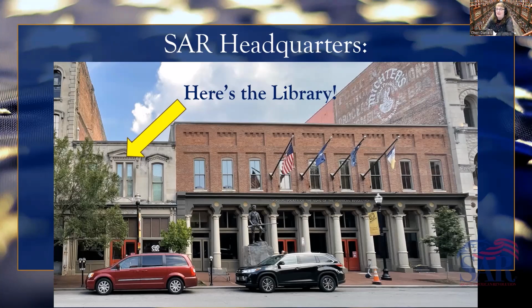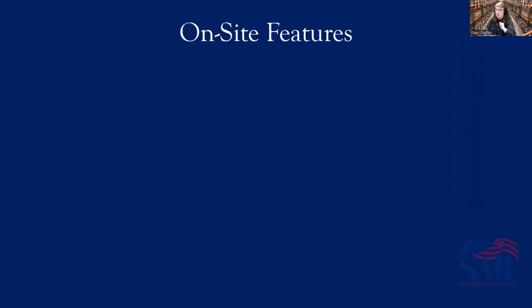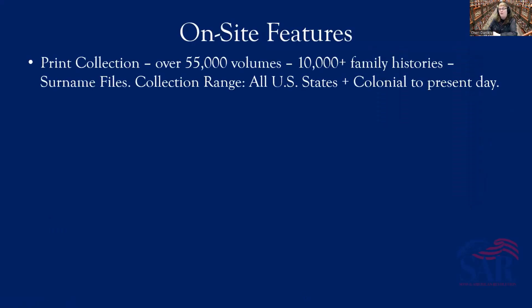And so we have over 55,000 volumes here in our collection, plus an archive. So there's a lot to explore. So as I said, print collection, over 55,000 volumes, which includes 10,000 family histories. We have surname files. And our collection range does cover all U.S. states and from the colonial to present day.